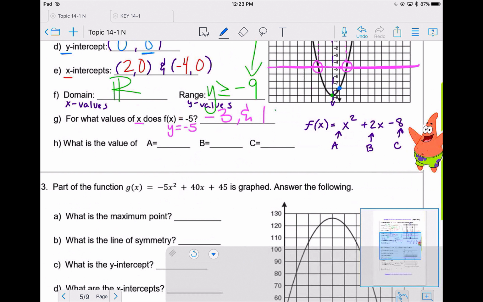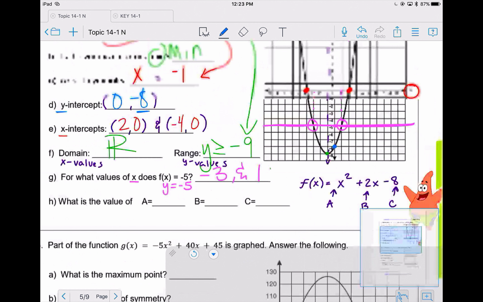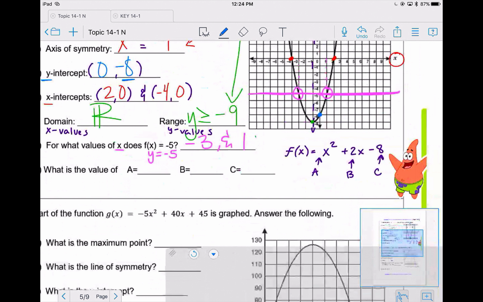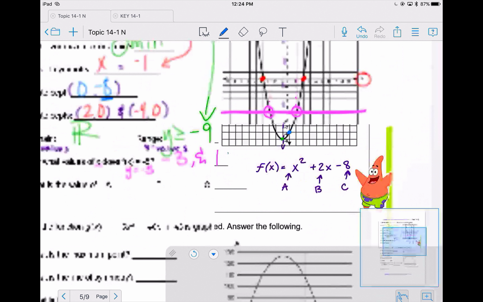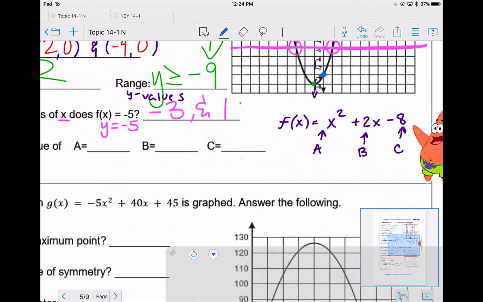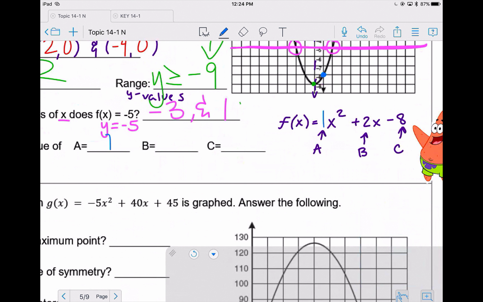Problem H asks for the values of a, b, and c. Remember, these are in standard form. We've rewritten it for you here. a goes with x squared, b goes with x, and c is the number by itself with no letter. So all you do is replace a with 1 because that's the invisible number in front. For b, there's a 2 in front of x, and c is a -8.